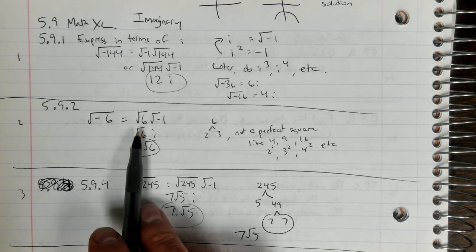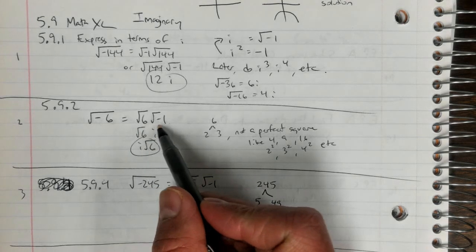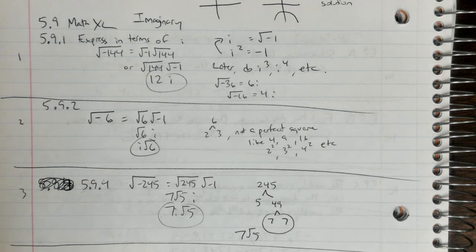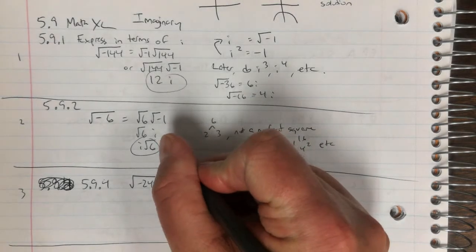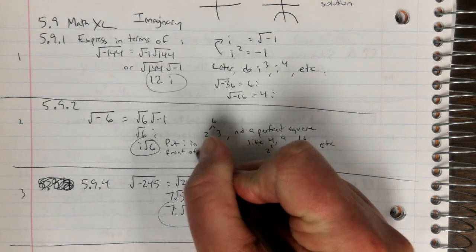And again, the reason why we don't do it this way is because you might think the square root sign goes like that, where the i is underneath it. So we don't want that. We want to put i in front of the square root.